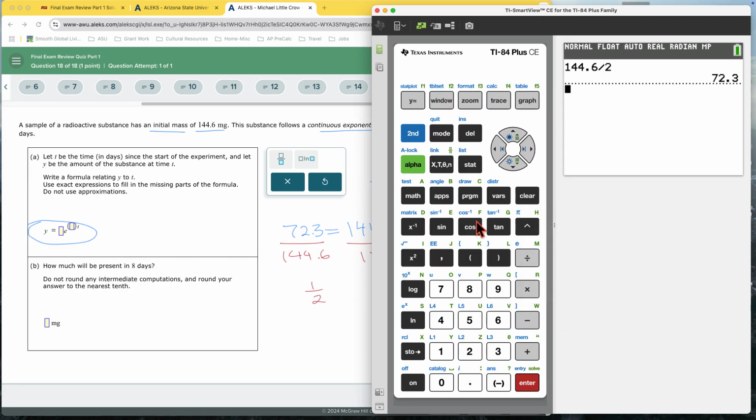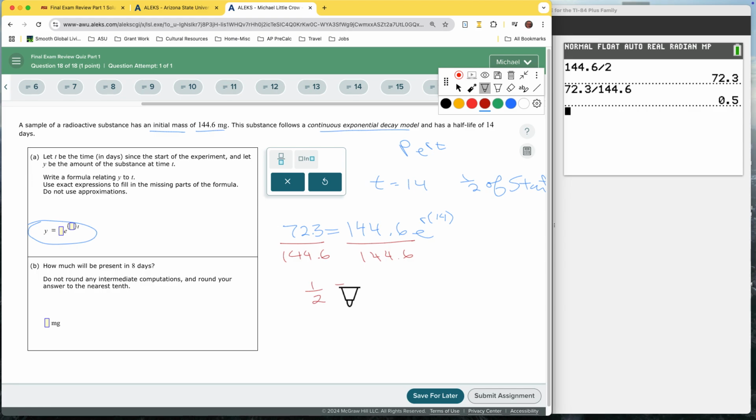And if you don't believe me, which maybe you don't, you say, how do you do that so quickly? It's because we did it, right? 72.3 divided by 144.6. It's got to be 1/2, right? Because we multiplied by 0.5, which is 1/2. Okay, and so that cancels. We have e to the r. And I'll just put the 14 in front because it's a little nicer to look at that way, e to the 14r. And so again, to solve this one, we do the log dance.